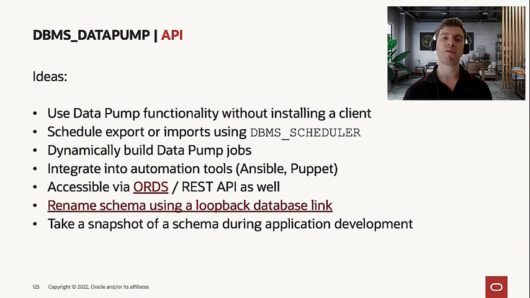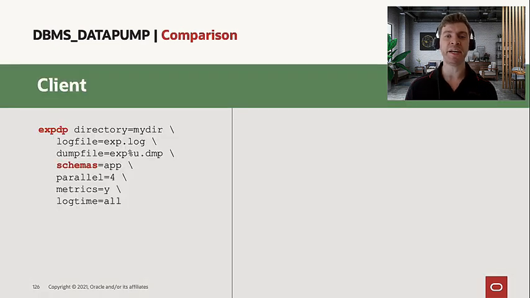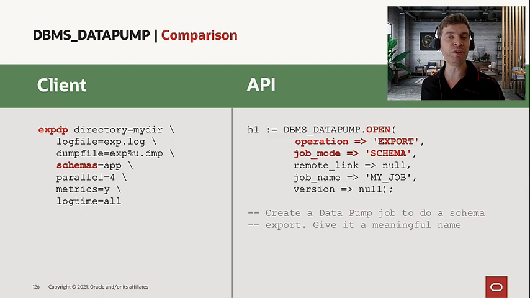Now let's see how client calls are translated into DBMS_DATAPUMP calls. Imagine here you have an expdp with schemas equal to APP. The first thing you would do if you are using the DBMS_DATAPUMP API is start with this OPEN procedure. The OPEN procedure will instantiate a new job. And here H1 is a variable that will have the ID for this execution. It's a handle that will store a unique ID for this call.